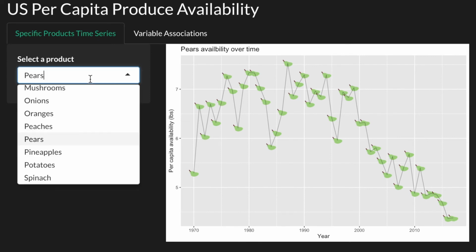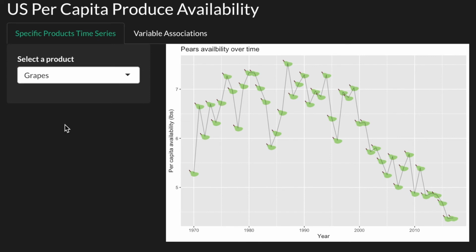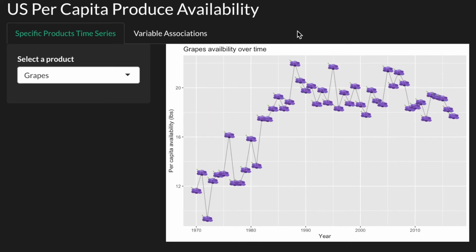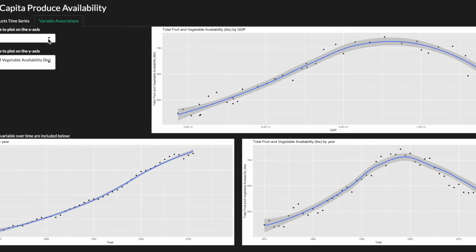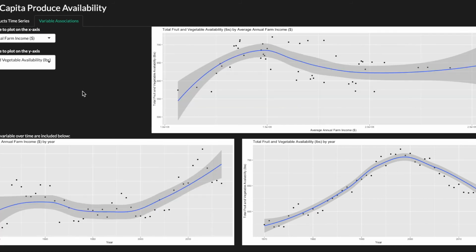Also notice that the points on each scatter plot are actually emojis of the product we have selected. The second tab of the Shiny app allows us to look at the correlation between any two variables in our dataset, as well as the time series trends for each of the two variables we have selected.